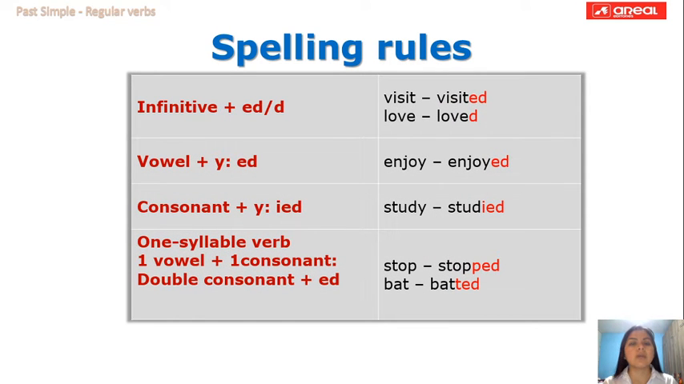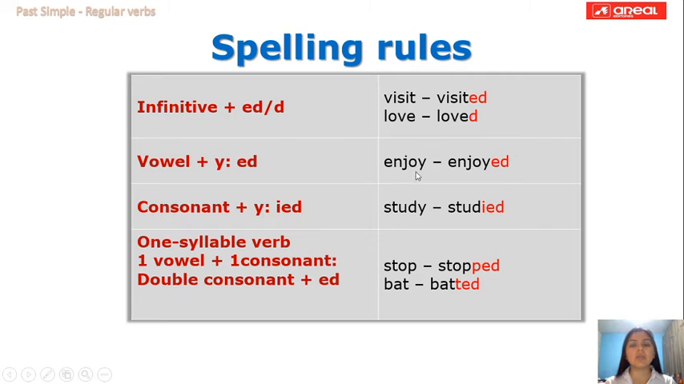You have here some spelling rules, okay? Let's check these rules. For example, visit, visited, okay? Remember that in past, we are going to add ed to the verb. Okay, love, loved. The verb ends in e, okay, ends in e, like this example. We just add d, loved, right?